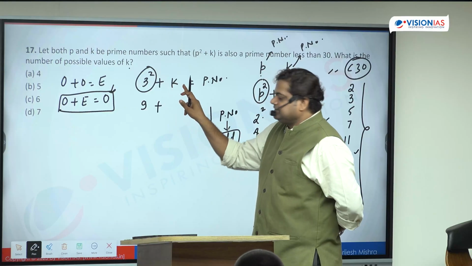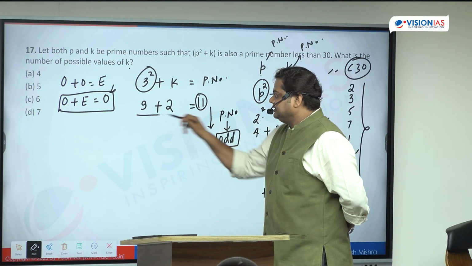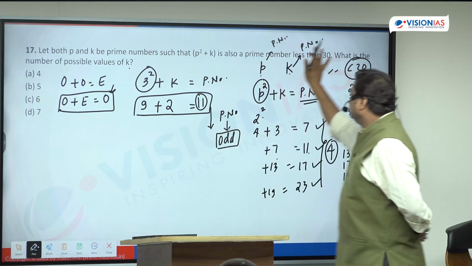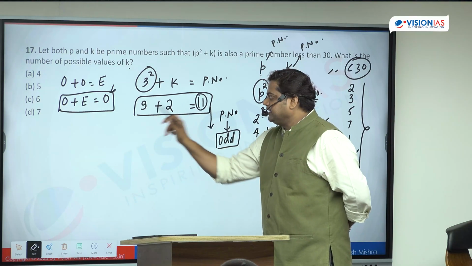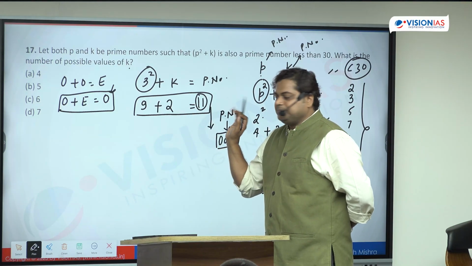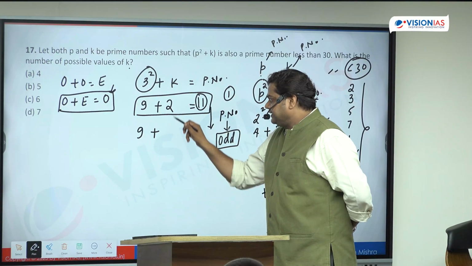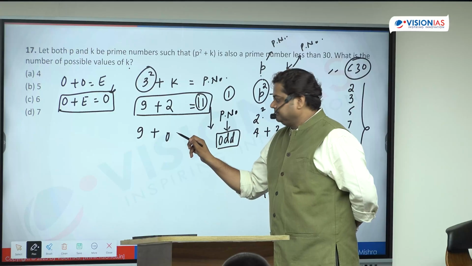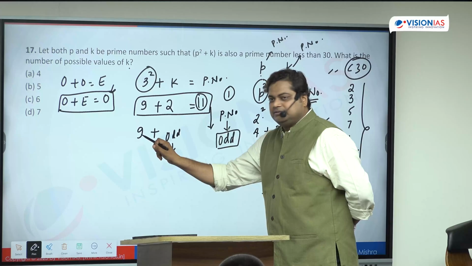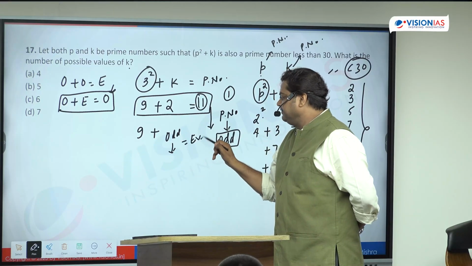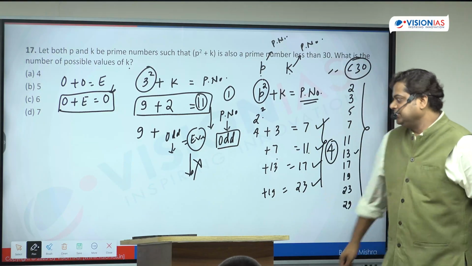So K's value first we can take 2. What are we getting? 11. It fits in the given information. P square plus K, both are prime numbers. 3 and 2, this is also a prime number. One more possibility we are getting. But if we go further, 9 plus further prime numbers, which are odd. So 9 plus odd, odd plus odd will get an even number. We cannot have any further possibility.